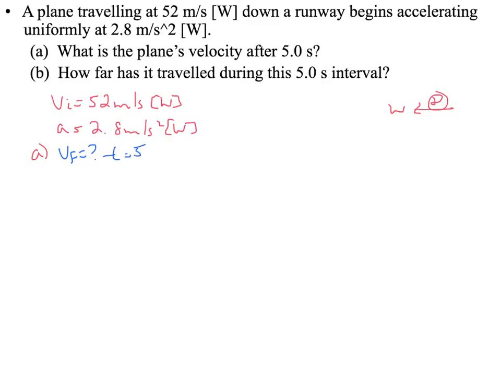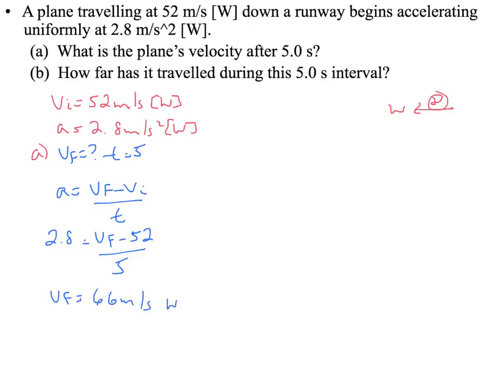So again, we've got to figure out what equation we want to use. Let's use our basic A equals VF minus VI over t. 2.8 equals VF minus 52 divided by 5. We do a little bit of rearranging, and we get VF equal to 66 meters per second west.